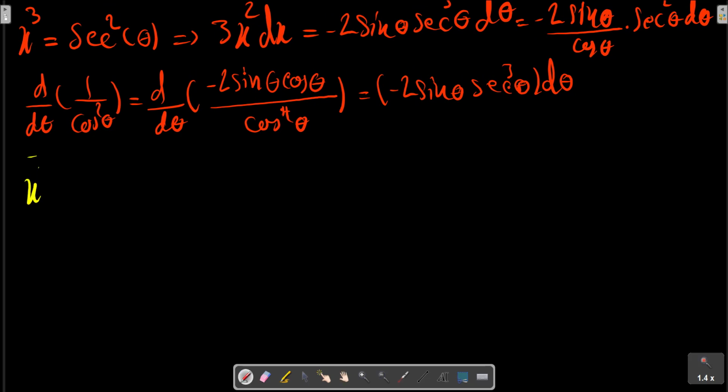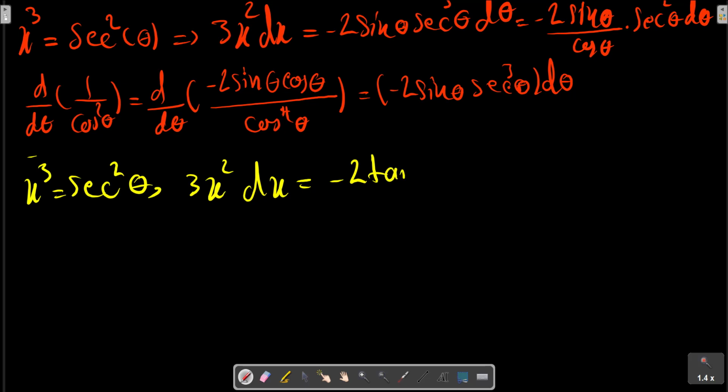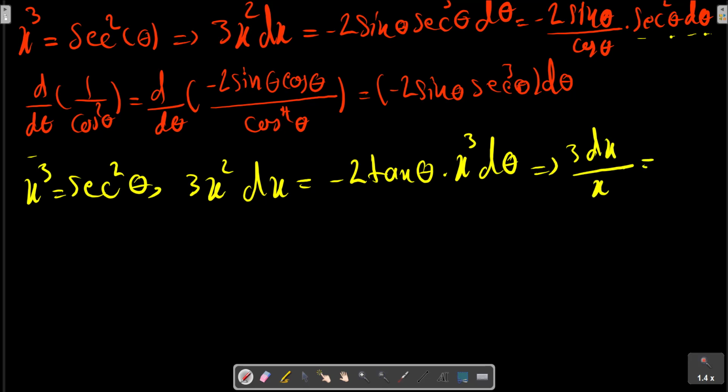So x³, 3x² dx equals 2 tangent θ secant² dθ multiplied by x³ dθ, 3 dx on x equals minus 2 tangent θ dθ.